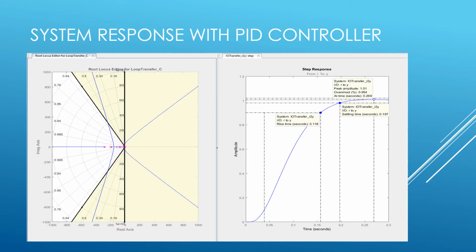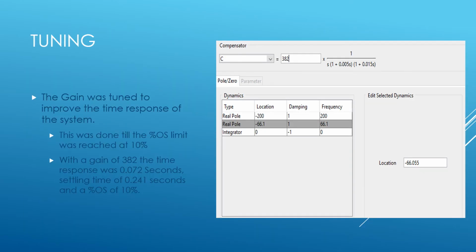We wanted to adjust the rise time to be able to make it faster at responding. So thus we tuned our PID controller, since we have such an excess of overshoot and settling time, to increase that response time. As said before, our gain was tuned so as to improve our time response for the system. This was done until we reached our limits.